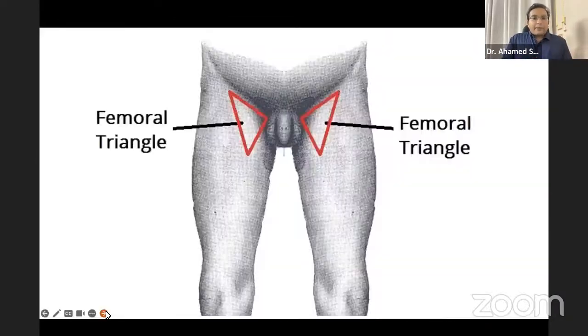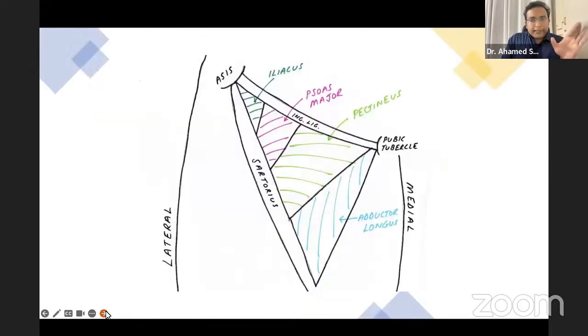Regarding the anatomy, femoral puncture is done through the femoral triangle, which is situated in the anteromedial aspect of the thigh. Most commonly we approach the right femoral because it is easy for us. The boundaries of this femoral triangle: its upper part is formed by the inguinal ligament, the medial part by the adductor longus muscle, and the lateral part by the sartorius. At the tip of this inverted triangle, we have the adductor canal.